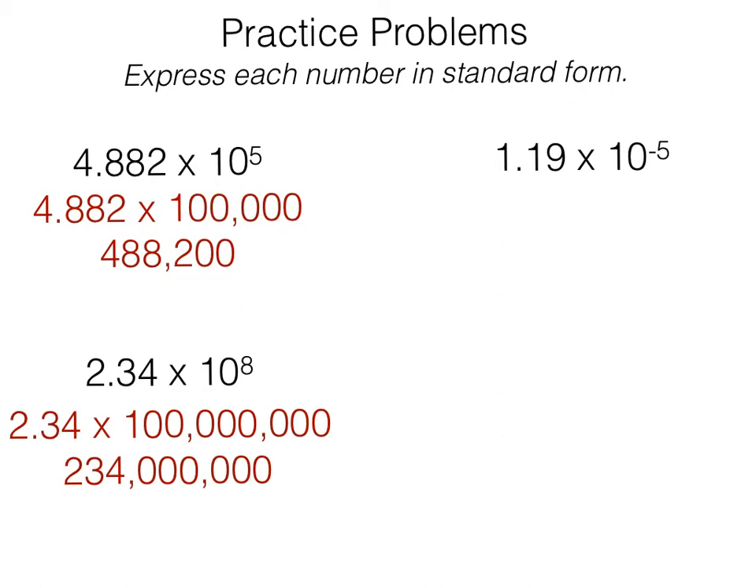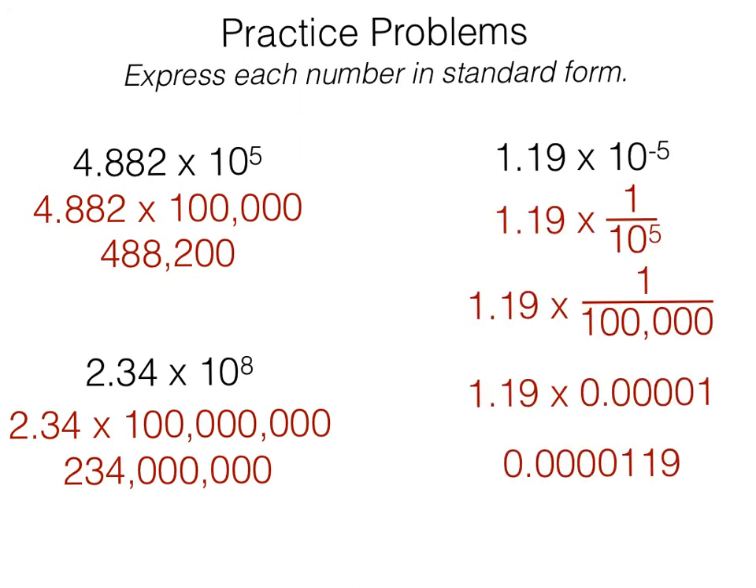For the one just below that, multiplying it by an exponent of 8, so that would be equivalent to multiplying the decimal by 100 million. When you do that, you'll get 234 million, or the same process, starting at our decimal between the 2 and the 3, you can move over 1, 2, 3, 4, 5, 6, 7, 8 spaces to the right.